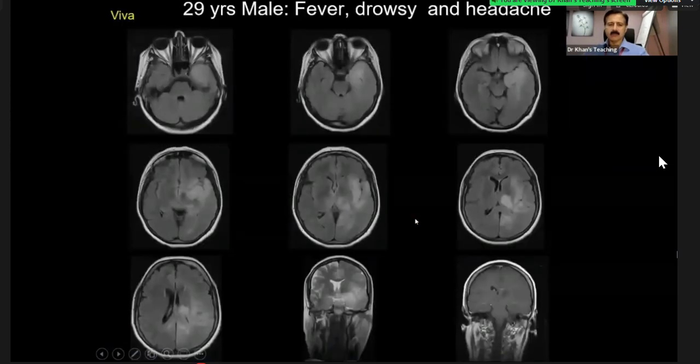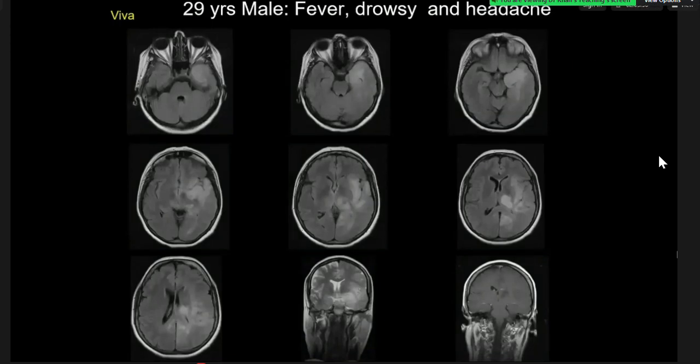Okay. Spot diagnosis. Hello. Yes, candidate 3, can you hear me? Yes, I do. So this is a very easy case, but I just wanted to include it for completion. What is your diagnosis? Herpes encephalitis.